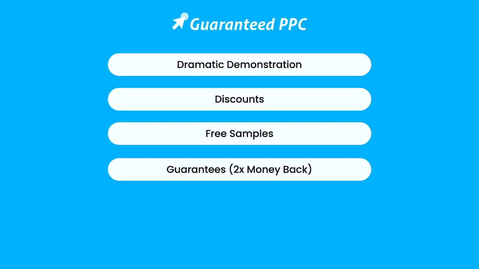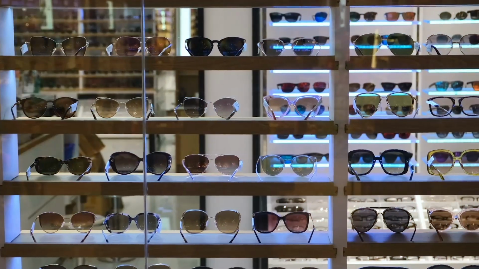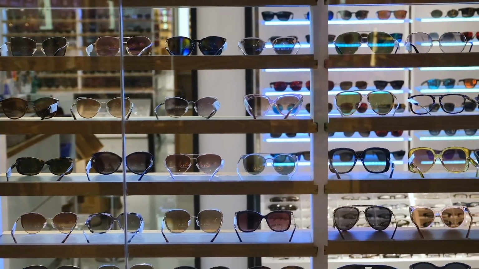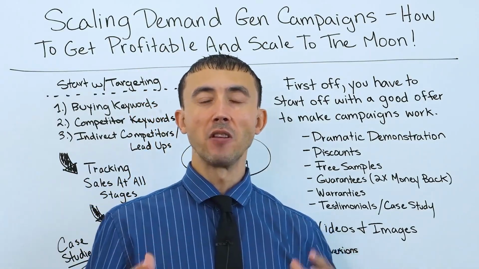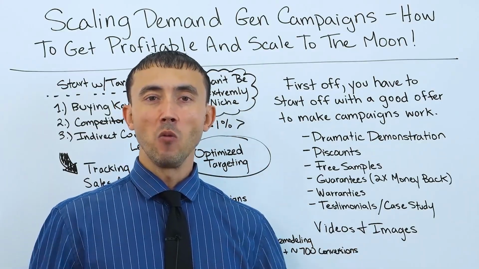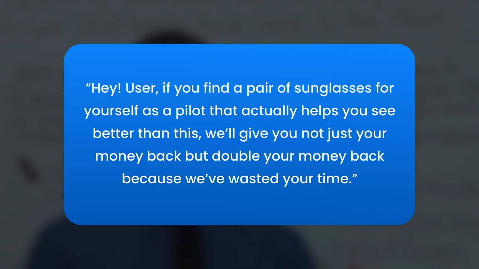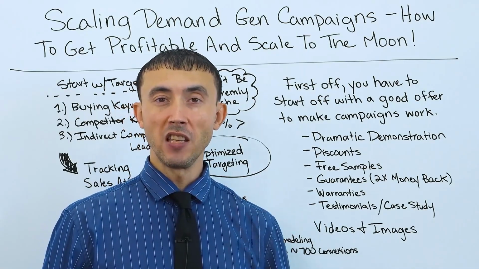Guarantees. We've had, for example, an aviator sunglass company that needed anti-glare itself. Because when you're a pilot, there are certain glasses that help you see. What we ultimately did was we just said, hey, user, if you find a pair of sunglasses for yourself as a pilot that actually help you see better than these, we'll give you not just your money back, double your money back, because we wasted your time, okay? People see this type of thing on an ad, and they're thinking, what in the freaking hell is this?